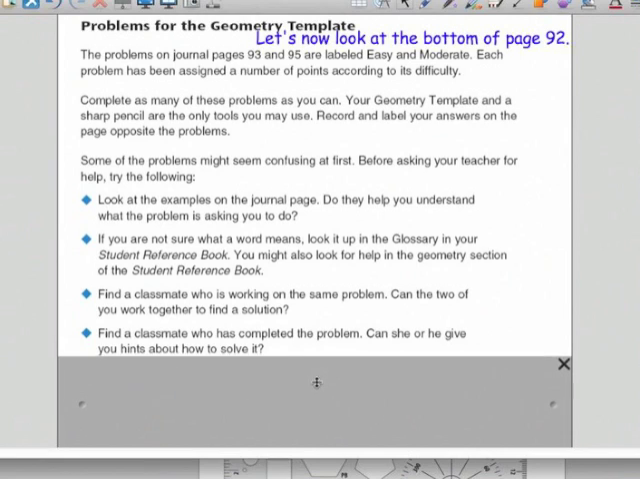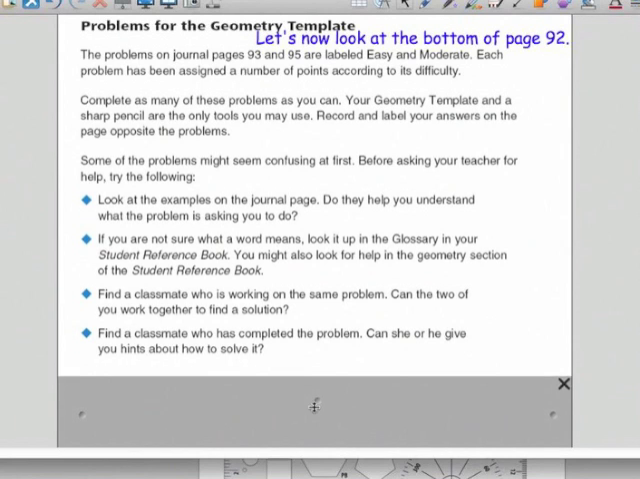This one talking about finding a classmate, I think we're all going to be doing this at different times, so I really don't want you to be up looking for a classmate. But please go ahead and raise your hand if you get stuck after checking your SRB and looking at the examples, and we'll be happy to come give you a hint on how to solve it.